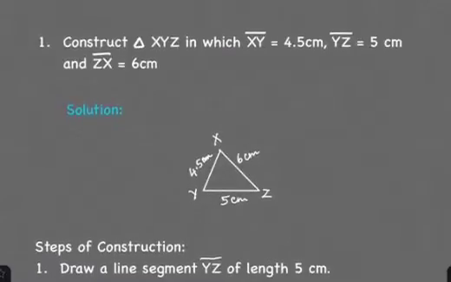Construct triangle XYZ in which XY is equal to 4.5 centimeters, YZ is equal to 5 centimeters and ZX is equal to 6 centimeters. Now, children, while constructing, you need to have an idea as to how the construction will actually happen. So, we will just have a rough diagram drawn. Children, note that it's always better to have a rough diagram drawn before the actual construction is done, so that you will have an idea how the diagram will actually come up.